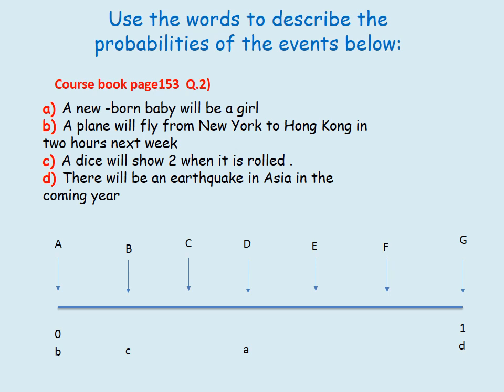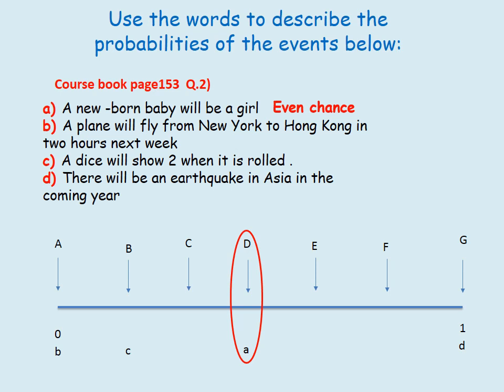Use the words to describe the probabilities of the events below. We have this question from your course book, page 153, question number 2. A. A newborn baby will be a girl. What do you think? We have only 2 choices, right? Boy or girl. That means even chance, right? So what do you think? Where is even chance in the probability scale?